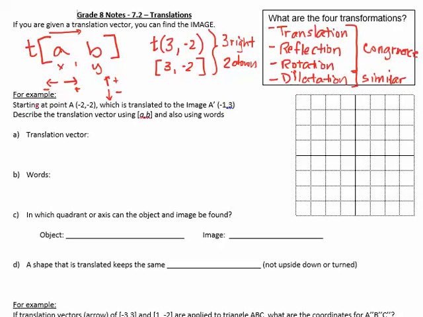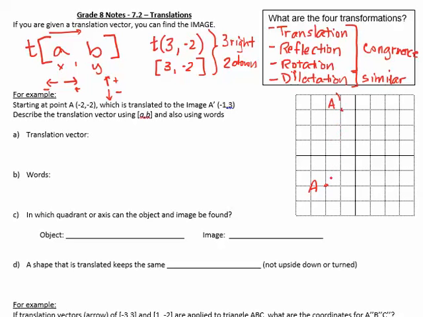So here we are starting at point A, negative 2, negative 2, which is translated to the image A prime, negative 1, 3. Describe the translation vector using AB and also using words. So let's plot these two out. So negative 2, negative 2 is here, and we'll mark this A. And then negative 1, 3 is up here. So this is A prime.